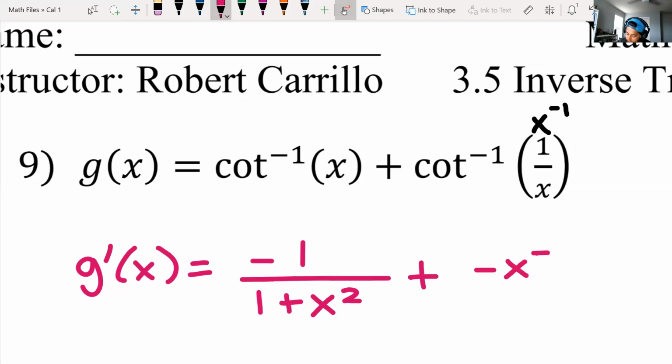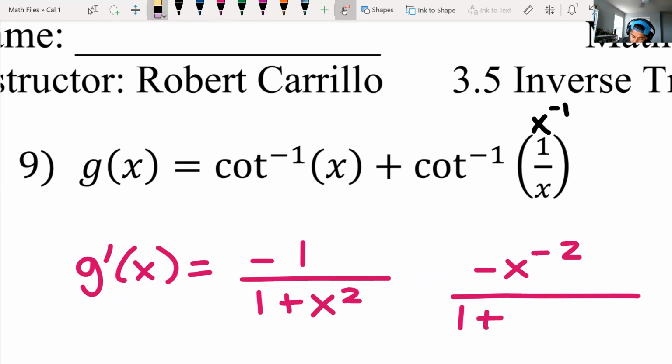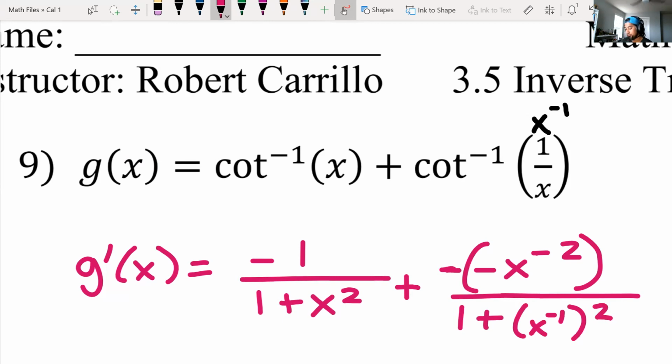Negative x to the negative 2 over 1 plus, well, actually, we are missing something. That's negative, but the inverse cotangent also has a negative involved. So there should be a negative out front as well. There we go. Or else we'll mess things up. Over 1 plus the inside squared. Okay.